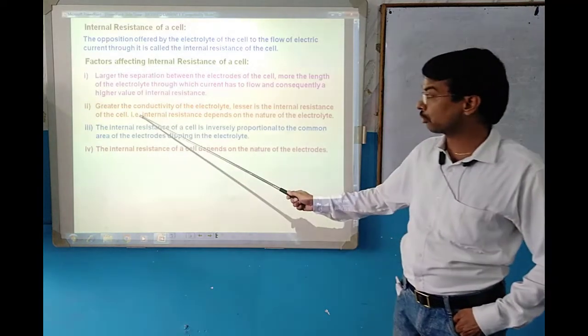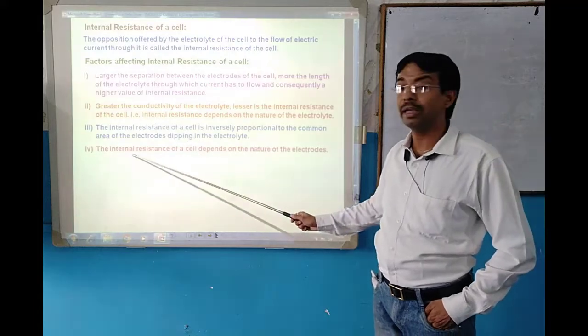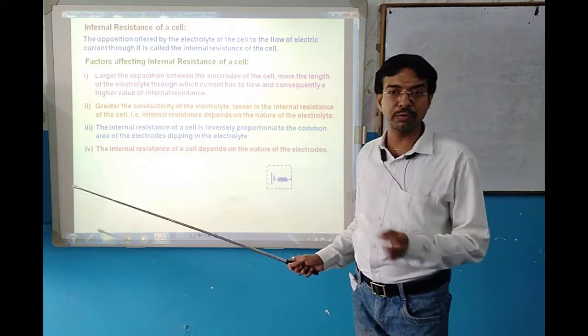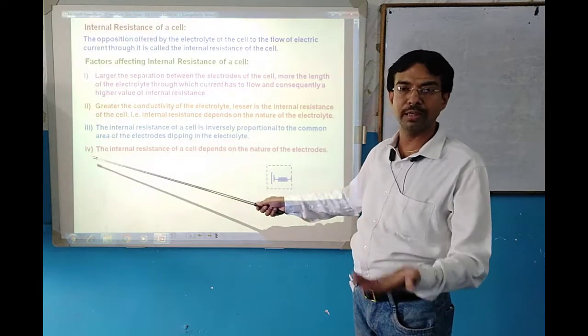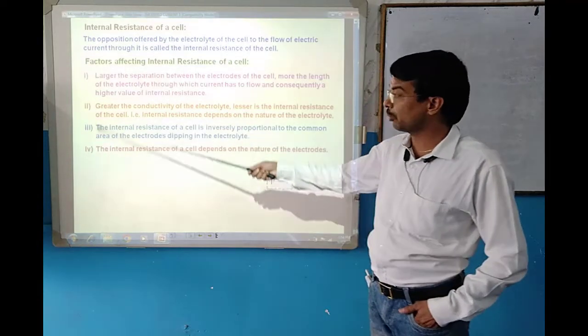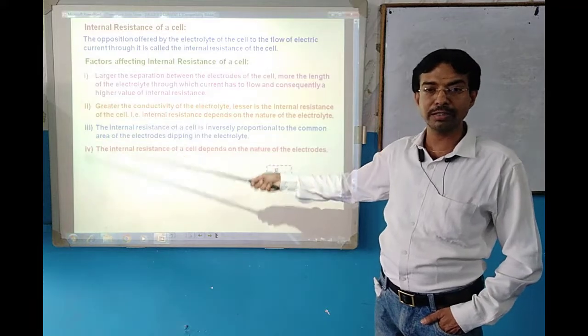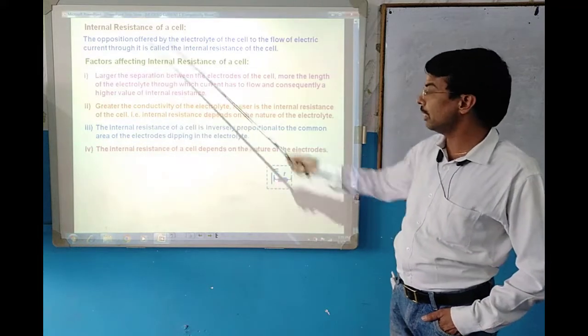It is the nature of the electrolyte, and here it is the nature of the electrode, meaning the positive and negative terminal. Its material, its nature, will also change the resistance of the cell. So these are the factors by which we can change the internal resistance of the cell or battery.